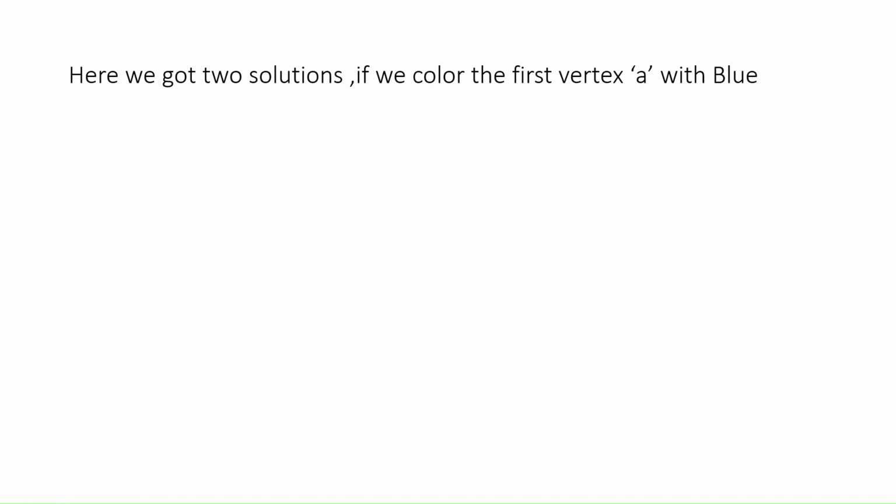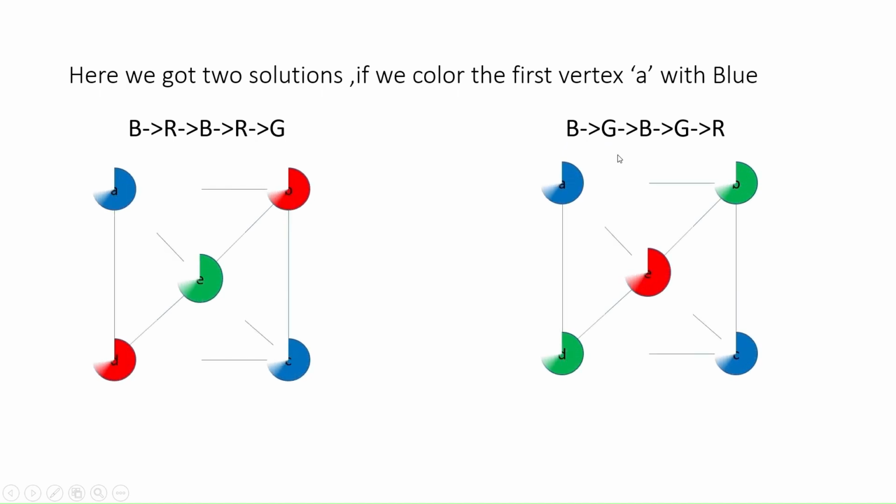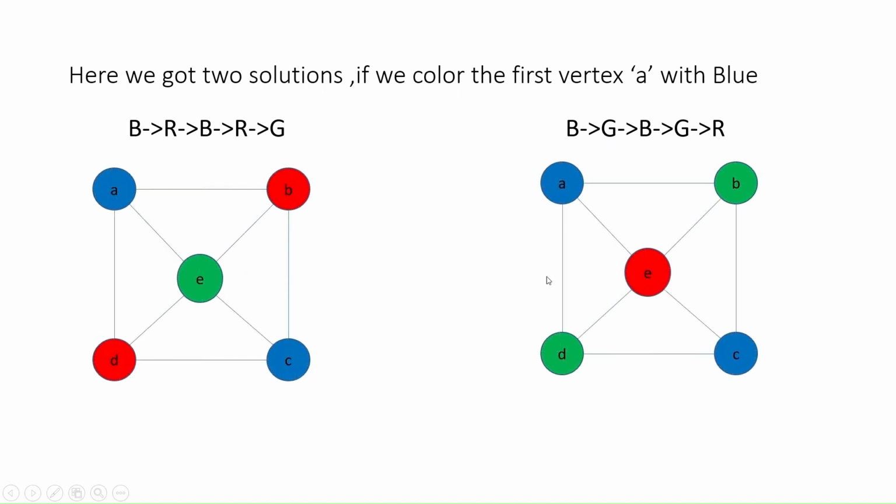Again in this case also we got two solutions, and the two solutions are, first one is blue, red, and green, and the second one is blue, green and red, and the graphs will be like this. So in these two ways we can color the graph if we consider the first vertex as blue.